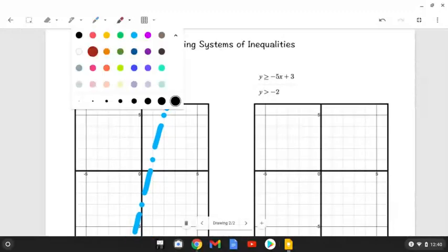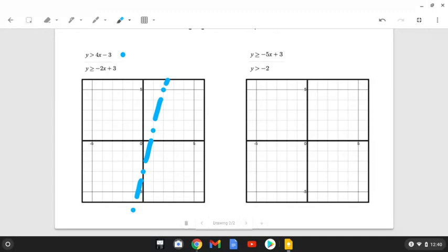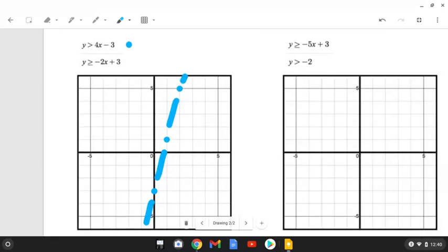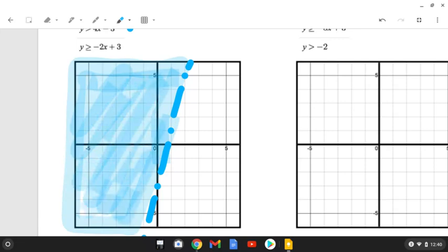Then, of course, we have to shade. You guys have gotten good at shading. Again, you can either use a test point or you can simply put your finger on the line, go into the area that makes most sense. In this case, because y is greater than, we are going to be above that line. Okay, so I'm going to shade in. We have graphed the first inequality.